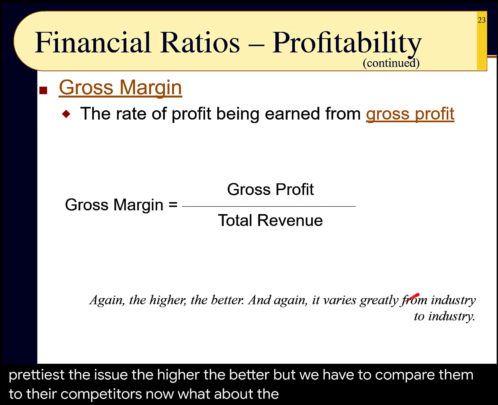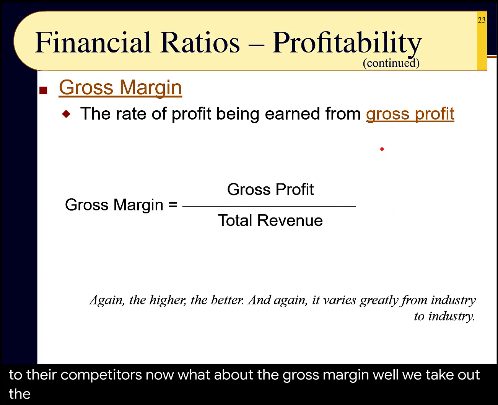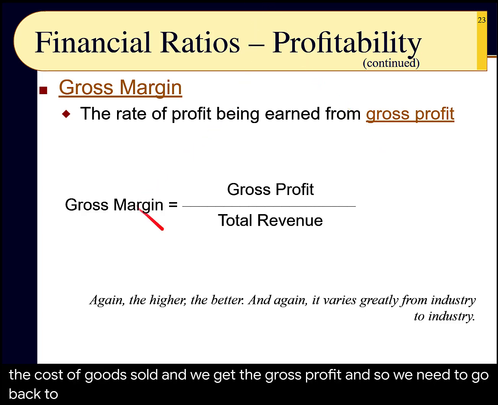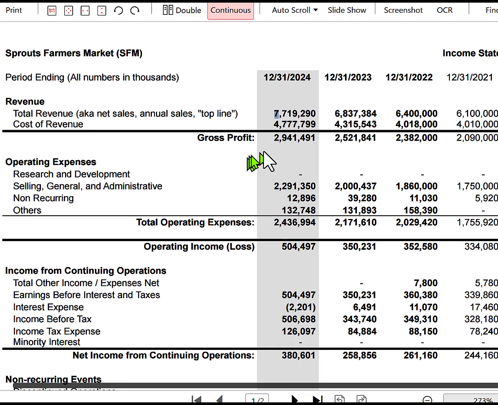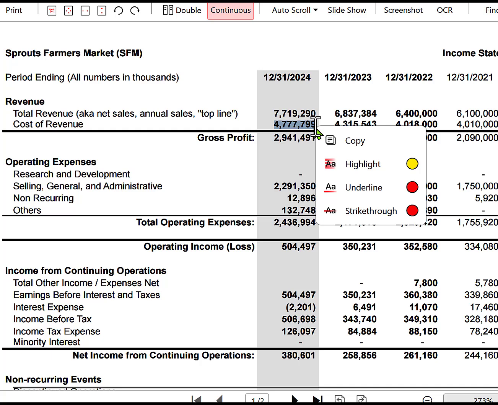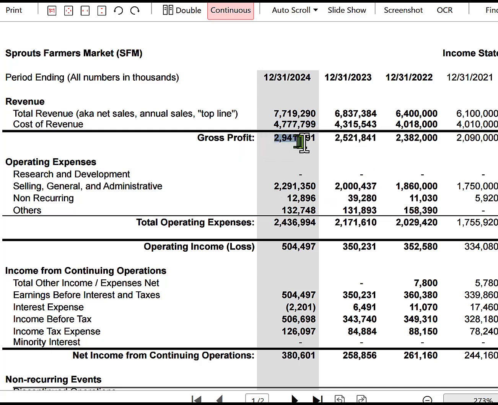Now, what about the gross margin? Well, we take out the cost of goods sold and we get the gross profit. And so we need to go back to our income statement. Where's the income statement? Come on, where'd you go? There it is. And we see that taking out the cost of revenue, or sometimes you'll hear people say cost of goods sold, we wind up with 2.9 billion.